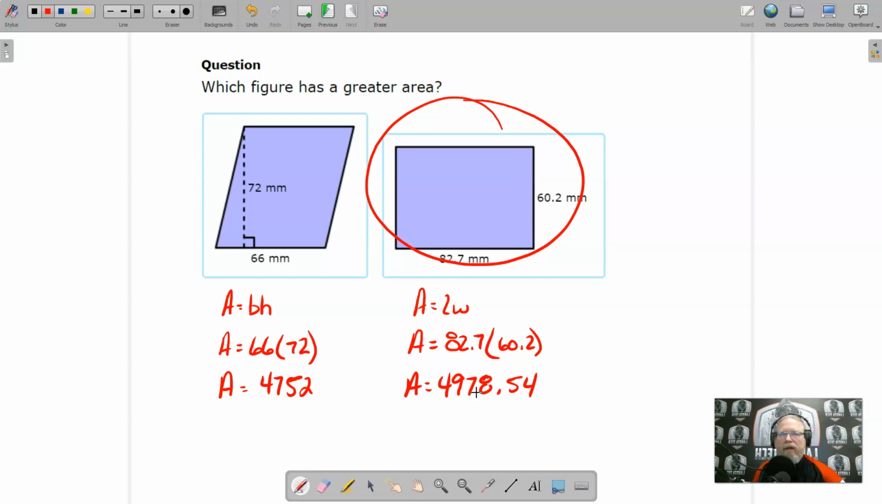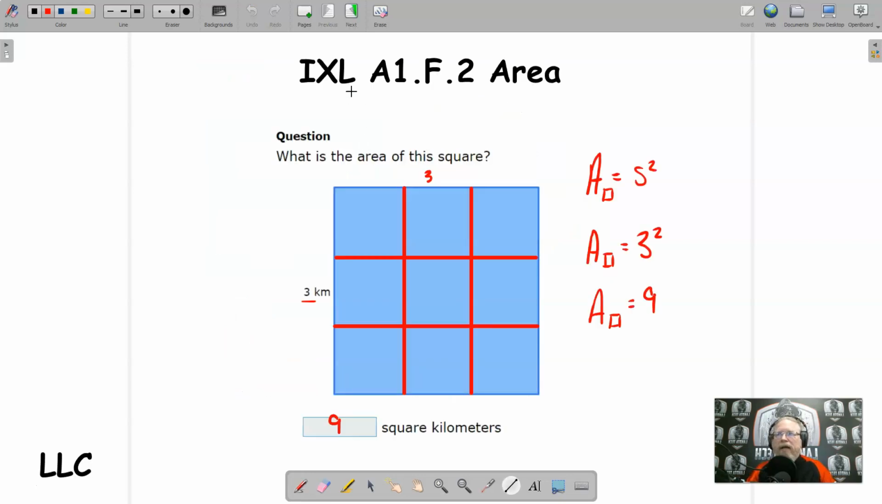All right, so that completes, even though it was lengthy, all of my examples for IXL Activity A1.F.2 titled Area, and good luck with your activity.